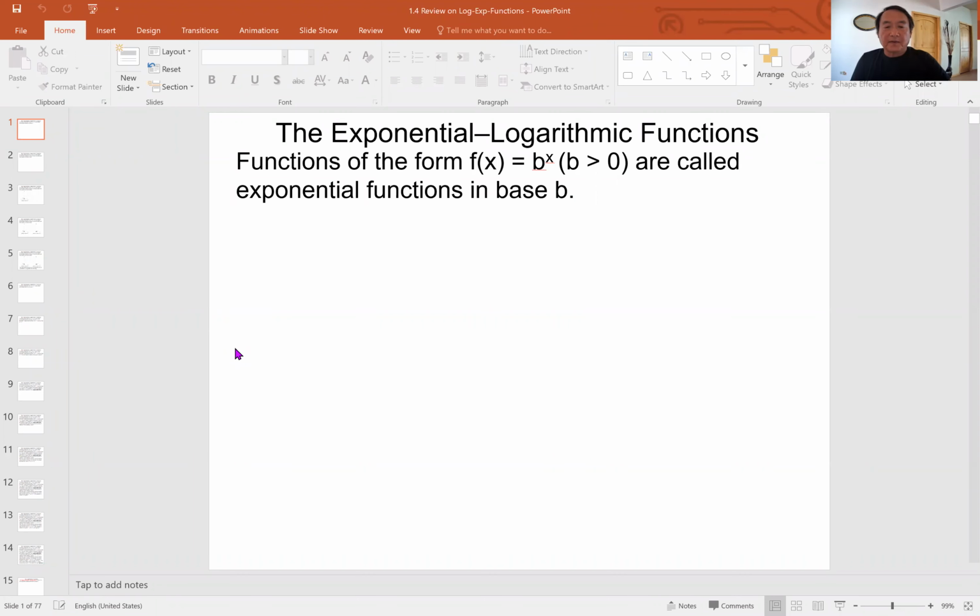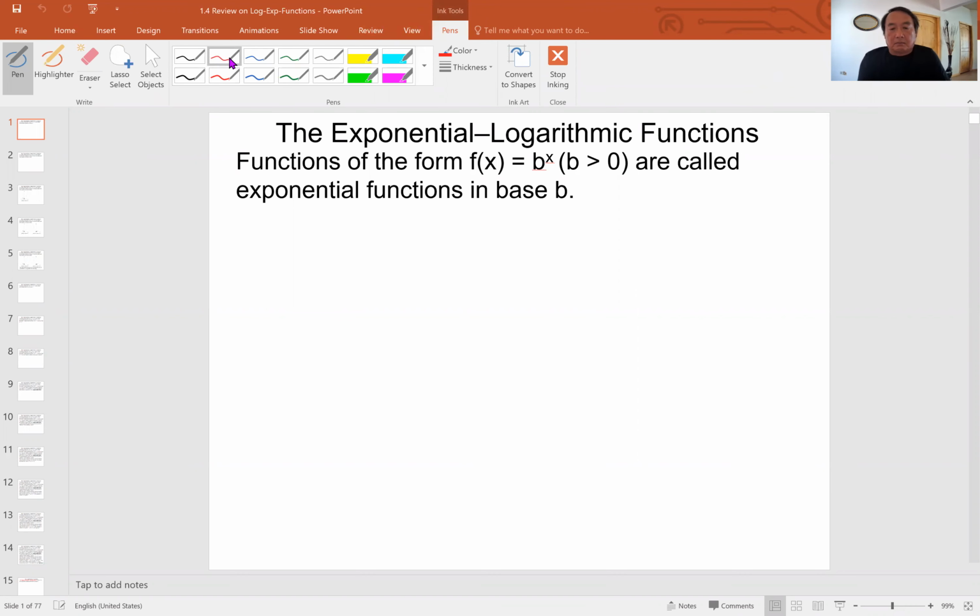Hello, everybody. This is Professor Ma, and this is the introduction to the sections on log and exponential function, the review of that. The functions that we are quite familiar with are the exponential, in the form b to the x. For example, the basic formula to think of is 2 to the x.